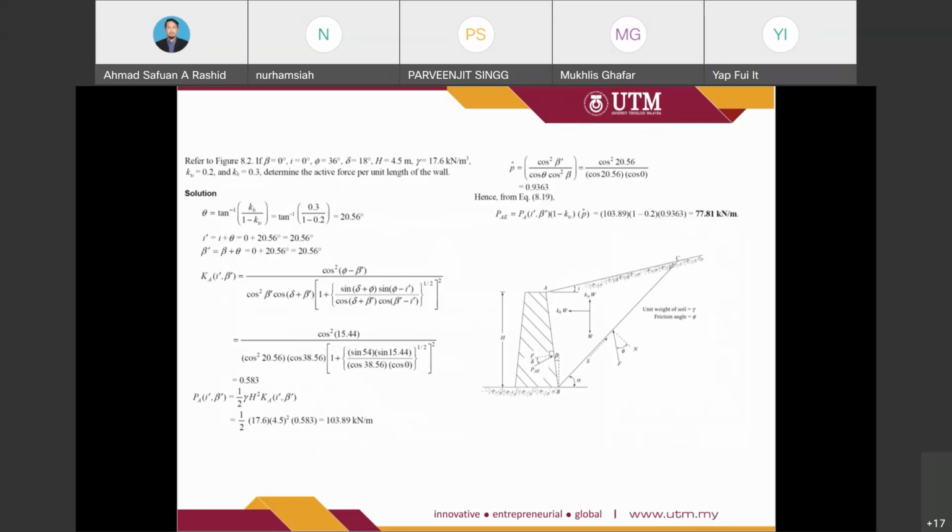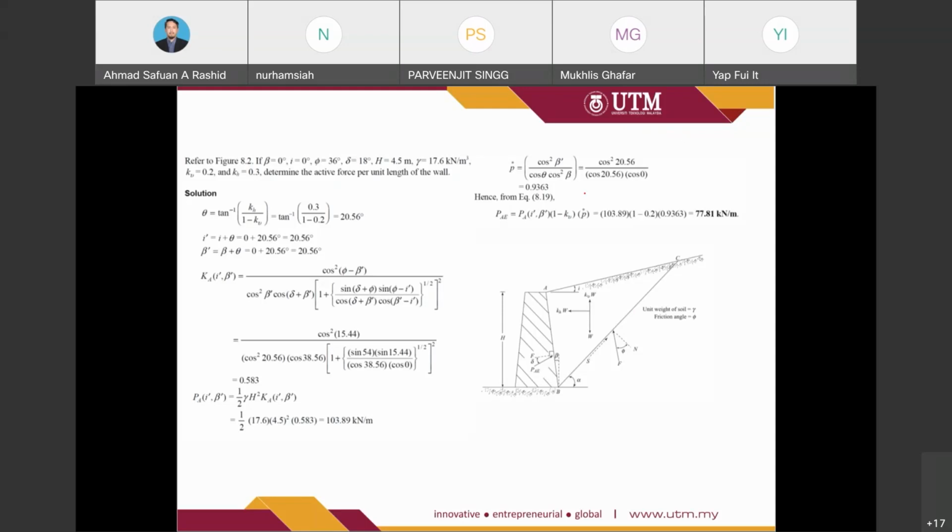So this is an example using the Arango approach. We have here beta equal to 0, I equal to 0, phi equal to 36, sigma equal to 8, delta equal to 18, H equal to 4.5, and gamma 17.6, while KV and KH are equal to 0.2 and 0.3 respectively. Determine the active force per unit length of the wall.